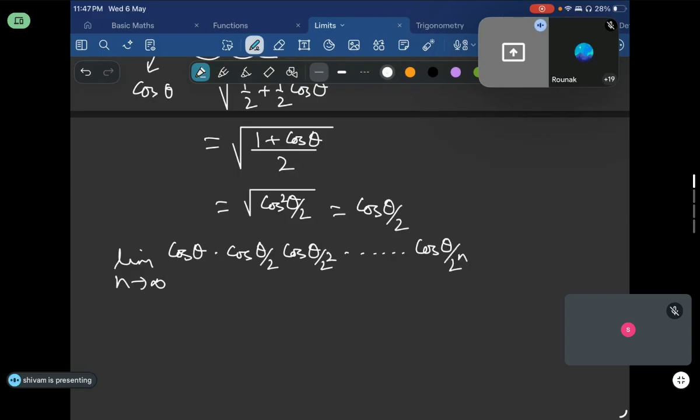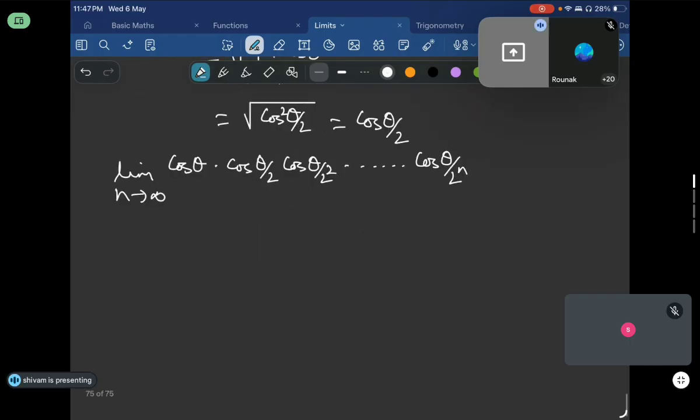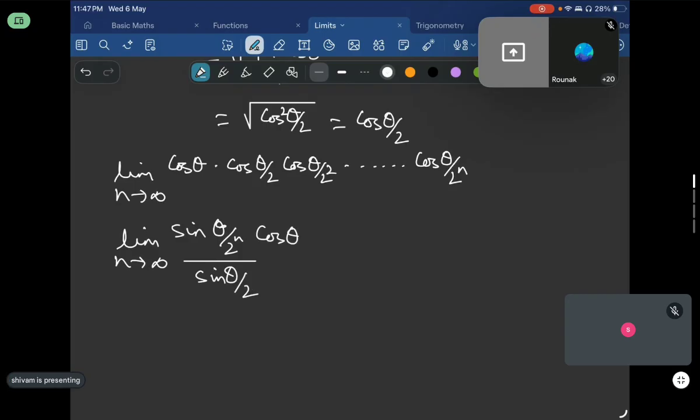Acha, do you remember how to solve this kind of cosine series? We have done it in trigonometry, right? We have to multiply and divide by sine of the smallest angle. Over here, the sine of the smallest angle is sine of theta by 2 to the power n. So this will become limit n tends to infinity sine theta by 2 to the power n. But when we are multiplying by sine theta by 2 to the power n, we have to divide by sine theta by 2 to the power n. Right, this will become cos theta into cos theta by 2 square into dot dot dot dot cos theta by 2 to the power n.